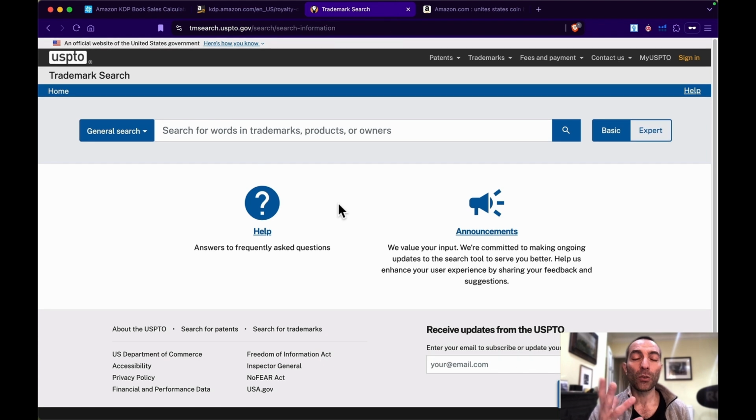Now, sometimes we're talking about the US market, so I'm talking about Amazon.com, so I'm checking the trademark. Just in case I see a keyword or a book title that I'm not particularly happy about, or I think that it could have been trademarked. We don't want to spend too much time on a book that has been trademarked.